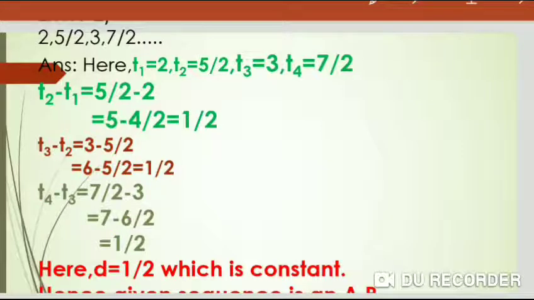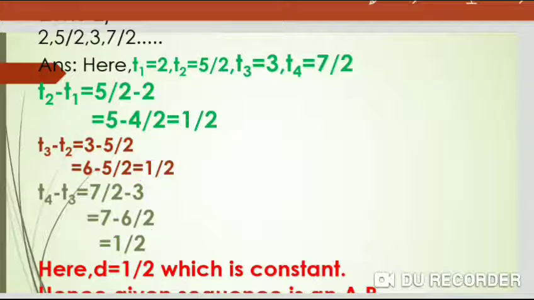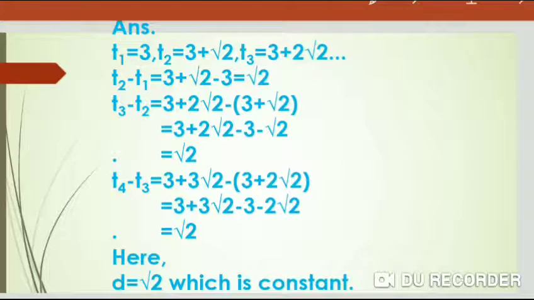If you carefully observe, you notice that all the time the common difference D is constant. Therefore, this sequence is an example of an AP. Understand, students? Now see another example.